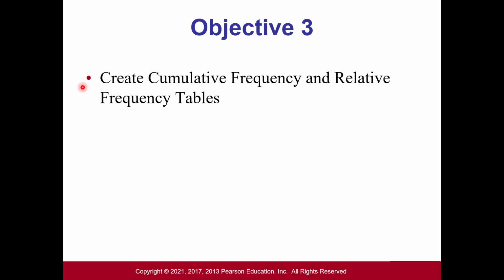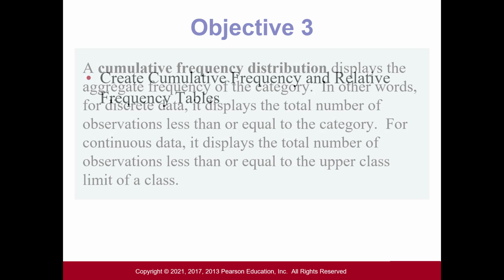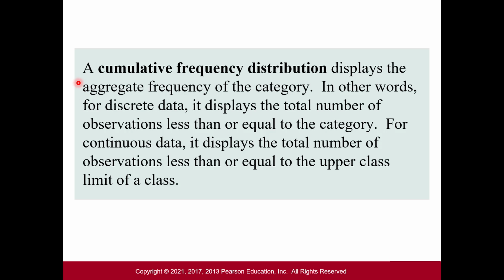The next thing we're going to talk about is cumulative frequency and relative frequency tables. A cumulative frequency distribution is one that displays the aggregate frequency of the category. Another way to say this for discrete data is that it displays the total number of observations less than or equal to the category. For continuous data, it displays the total number of observations less than or equal to the upper class limit of a class.